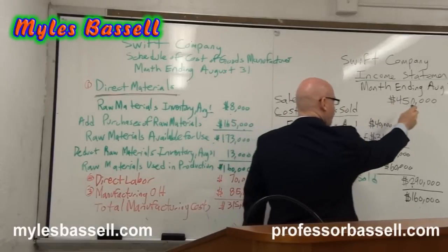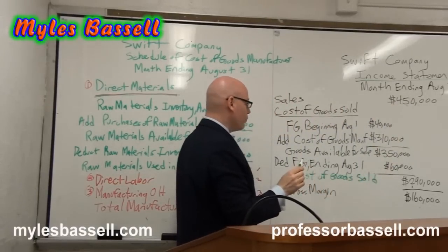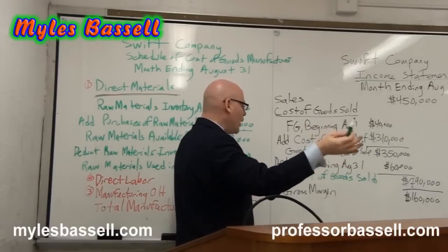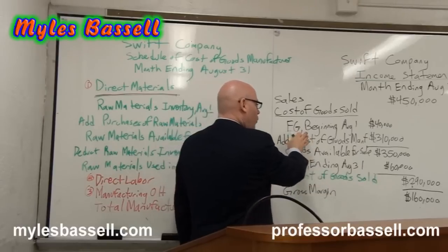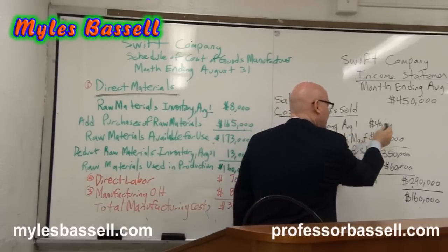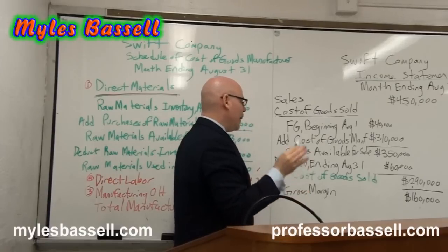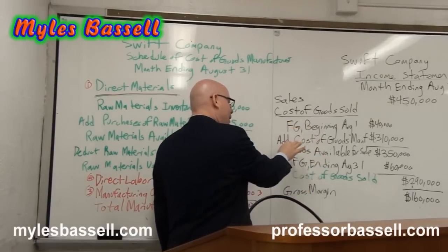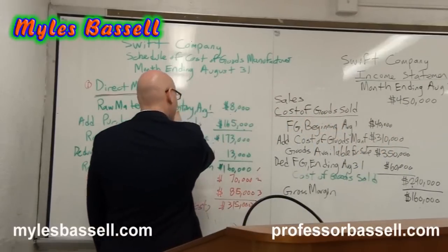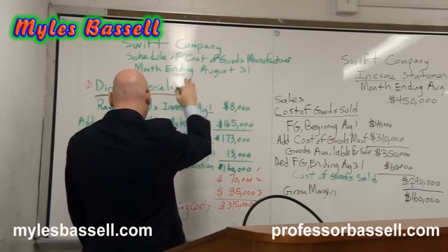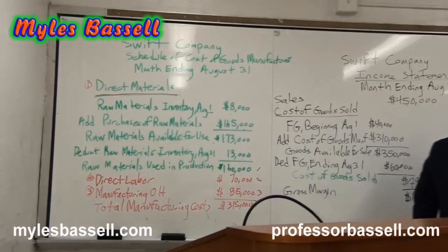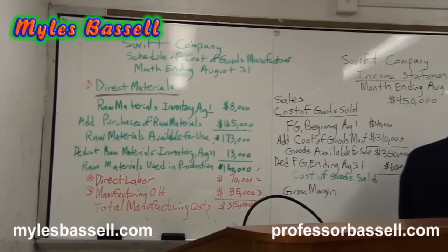They told us $450,000 is our sales. We don't know what the cost of goods sold is, right? They didn't tell us that. So we got to calculate that. We start with our finished good inventory on August 1st. They tell us it's $40,000. Then we're going to add the cost of goods manufactured. That's what we did here: direct materials, direct labor, manufacturing overhead, and we got to the cost of goods manufactured.